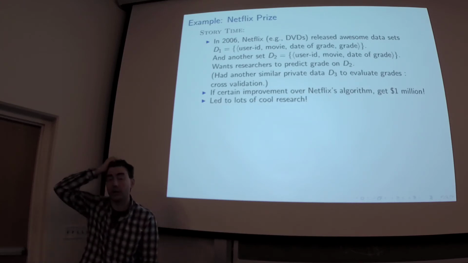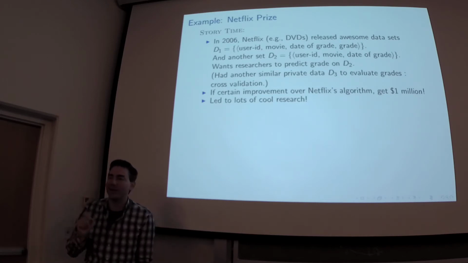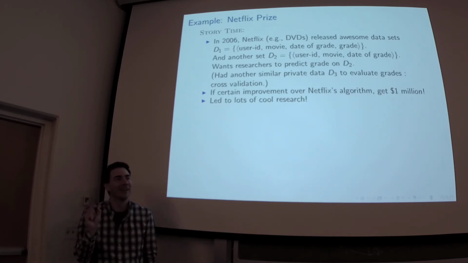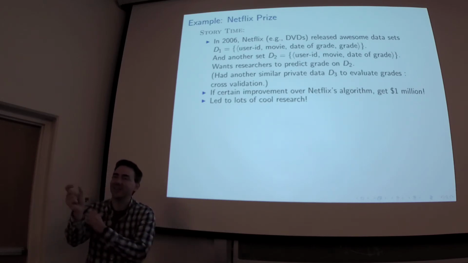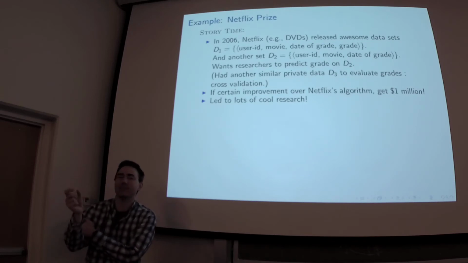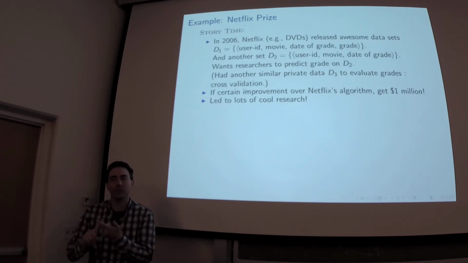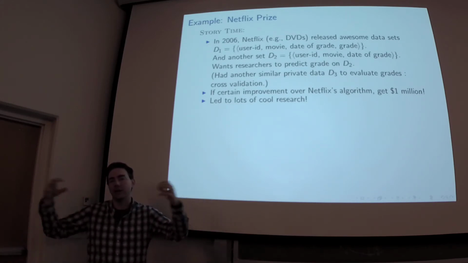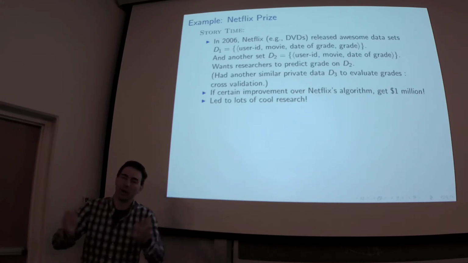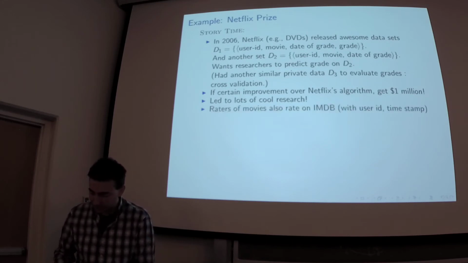There were teams from all over the world competing, and I think they gave a 1-year deadline, and eventually teams combined forces, and I think they got to 9.7% improvement. They didn't quite get it, but they got very close. There's a lot of cool research, not just in matrix completion, but also in these ensemble learnings, because all these teams had different algorithms, and they figured out how to put them all together to make one better prediction. So there's lots of cool stuff that came out of this.